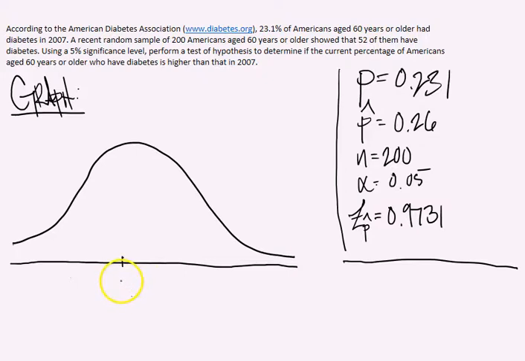So I'm going to have here my population mean proportion, right? 0.231. I should have the standard deviation for my population, okay, which we'll talk about.